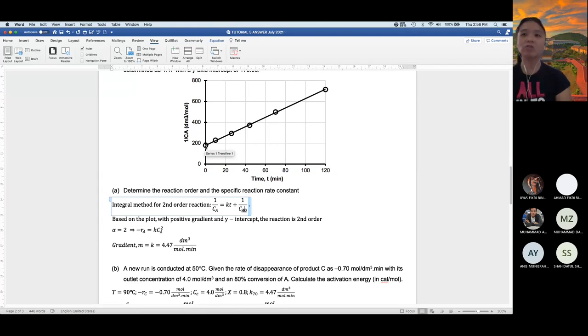Next, value K. So value K, kalau kamu tengok daripada equation, the value of K is your gradient. Sebab dia kata 1 per CA tu y-axis, time tu x-axis. So K tu adalah kita punya gradient and 1 per CA naught tu adalah kita punya y-intercept. Tak ada kaitan lah, tak apa sebab kita nak K. So K sama dengan gradient which is 4.47. Done.